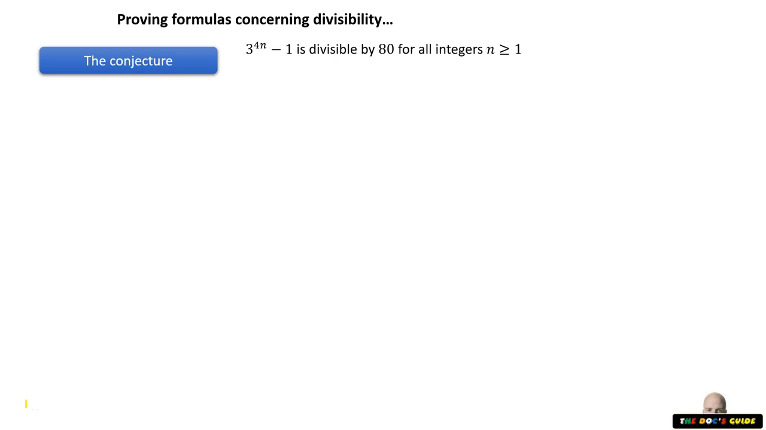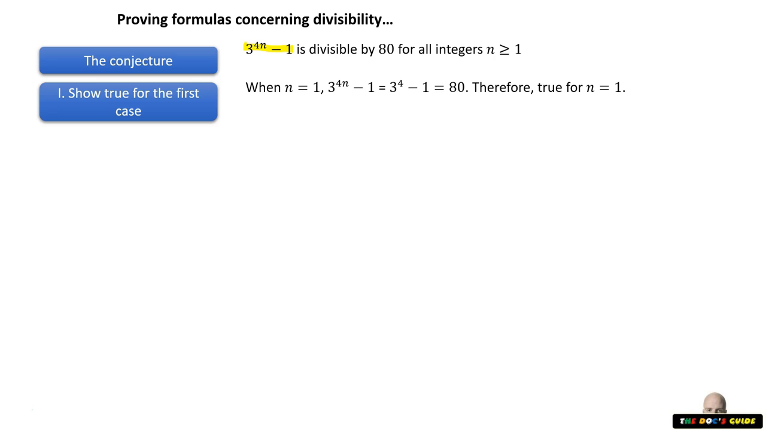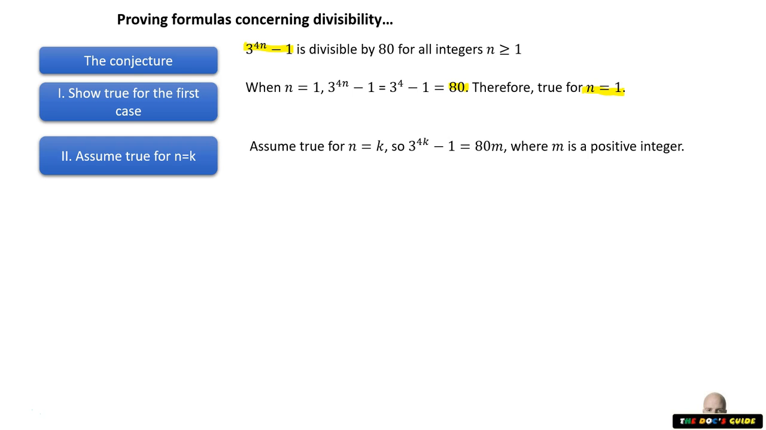Now, let's have a look at another type of question, one concerning divisibility. So, what we want to prove could be something like this, that 3 to the 4n minus 1 is divisible by 80. So, show it's true for the first case. So when n equals 1, 3 to the 4n minus 1 is 3 to the 4 minus 1, which is 80. So obviously it's true for n equals 1. Now we then assume that it's true for n equals k. So setting out is slightly different here, but the logic is the same.